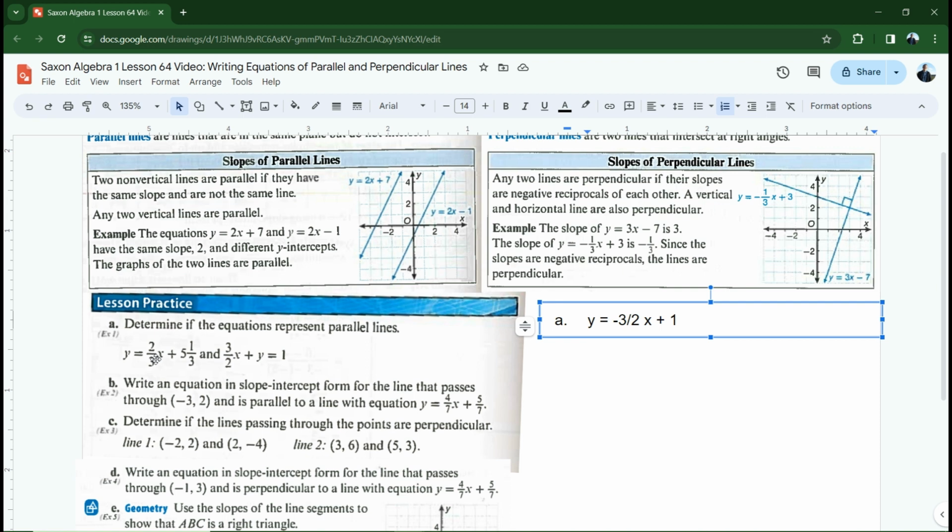When I put them both in slope-intercept form, I realized this one has a slope of 2/3. This one has a slope of negative 3/2. They are, in fact, perpendicular lines, not parallel, because the slopes are opposite reciprocals.